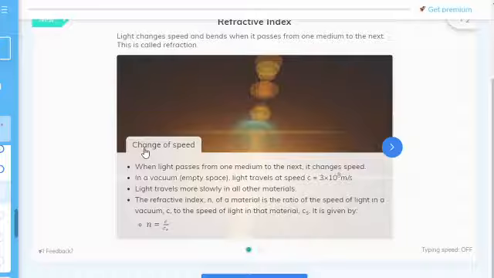The refractive index, n, of a material is the ratio of the speed of light in a vacuum to the speed of light in the material. Speed of light over speed in the material is the refractive index.